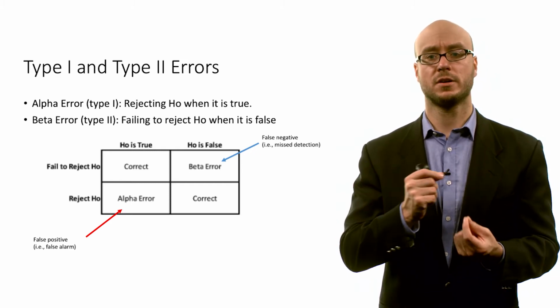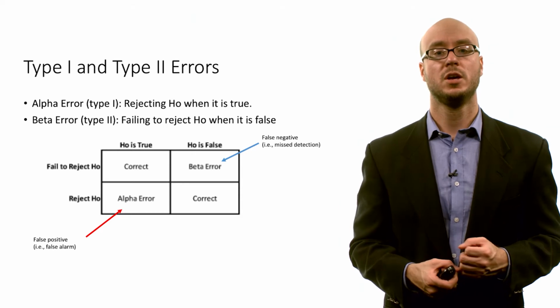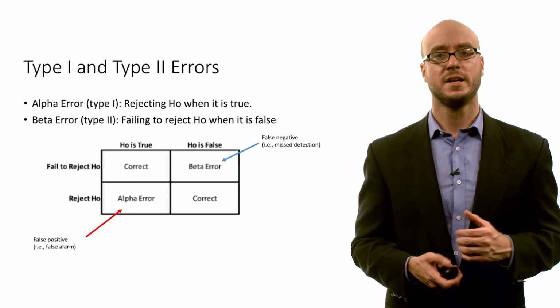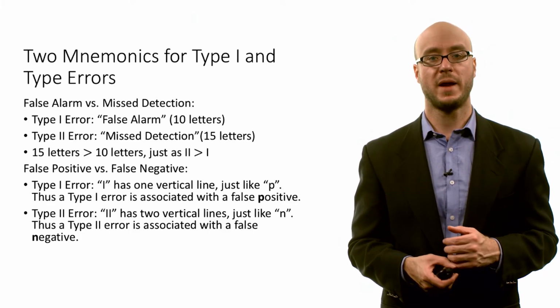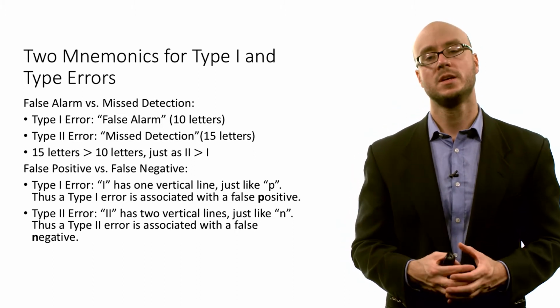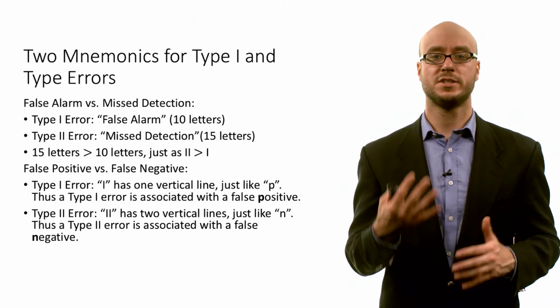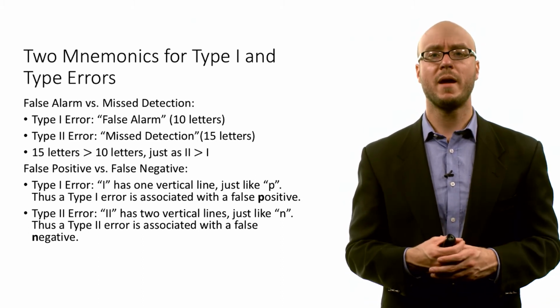But the two errors occur when we reject the null when it is true, and we fail to reject the null when it is false. We call these type 1 and type 2 errors, respectively. Now, type 1 and type 2 errors, it's easy to get these mixed up. So I offer two mnemonics. A mnemonic is just a device that helps you to remember something.